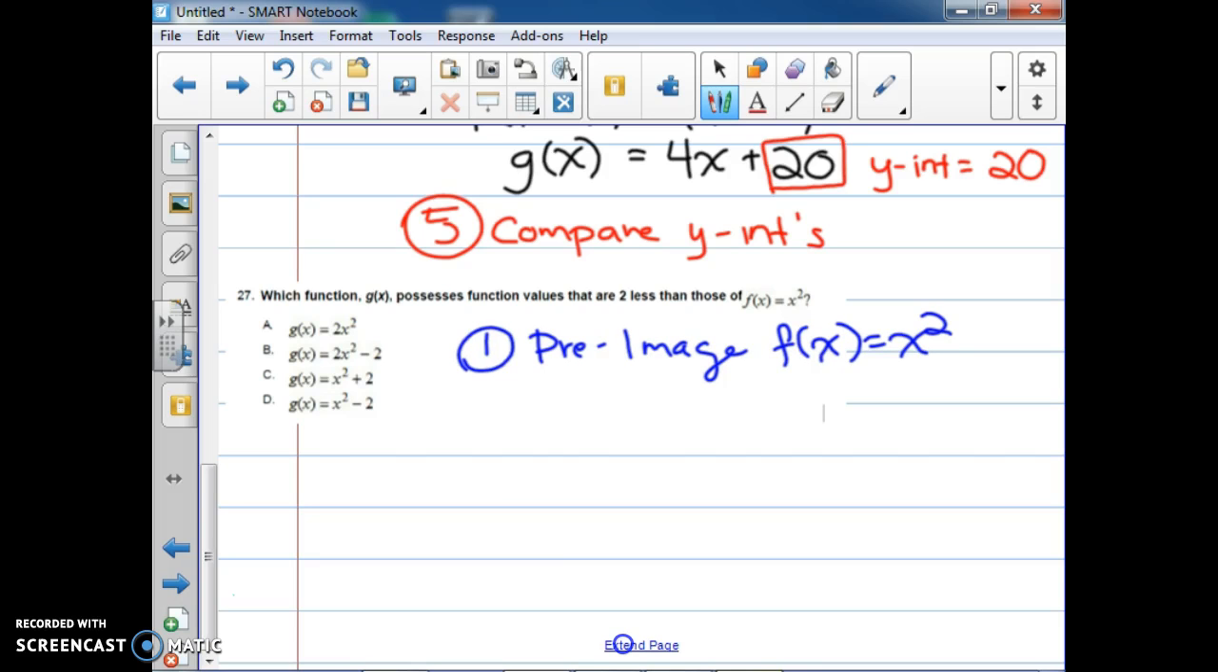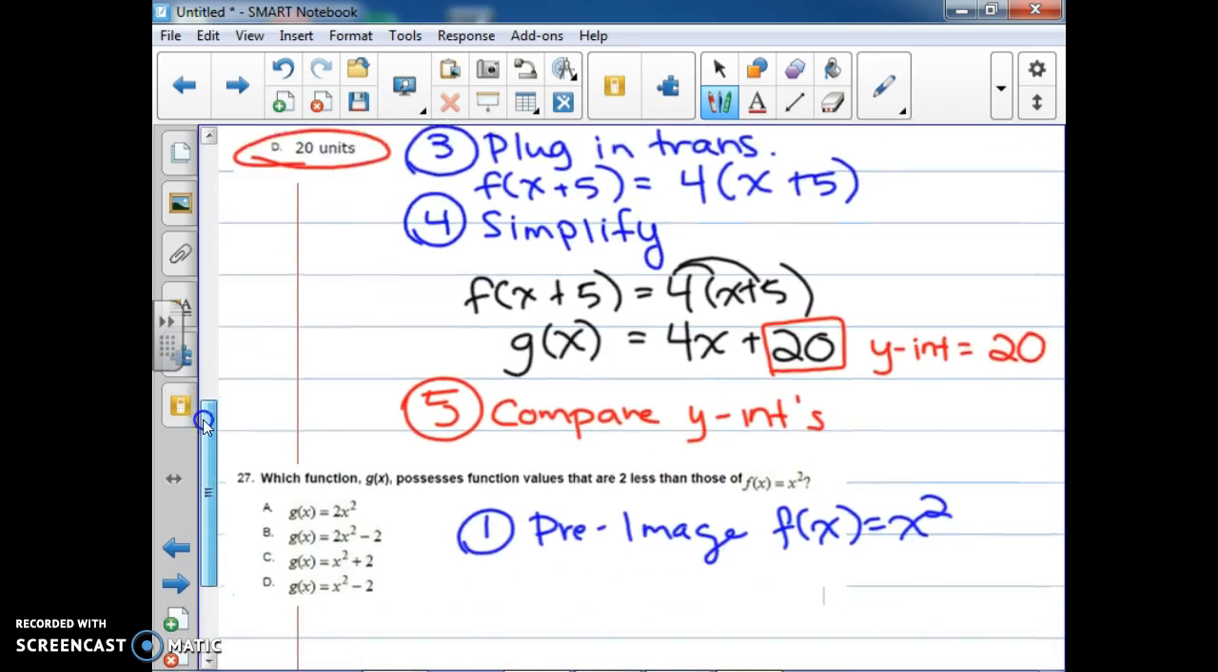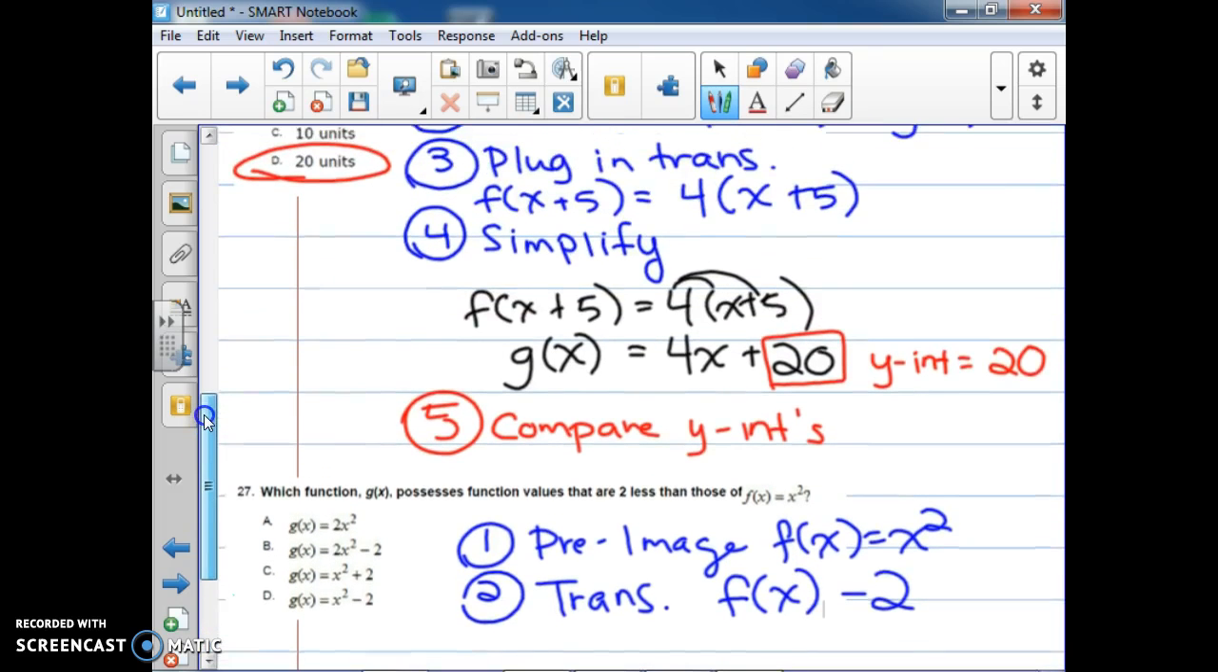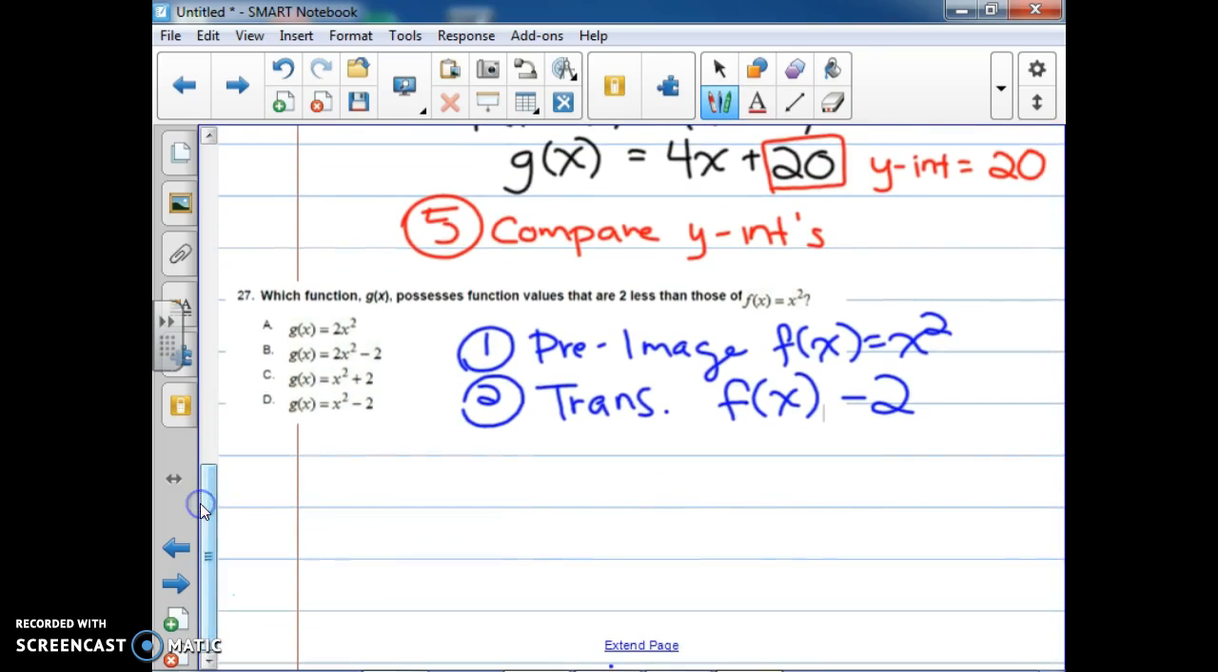And then our transformation. Okay, it says 2 less than our function, so that would be f of x minus 2. F of x is our function, so 2 less than will be subtracting 2. Now we want to plug in that transformation.